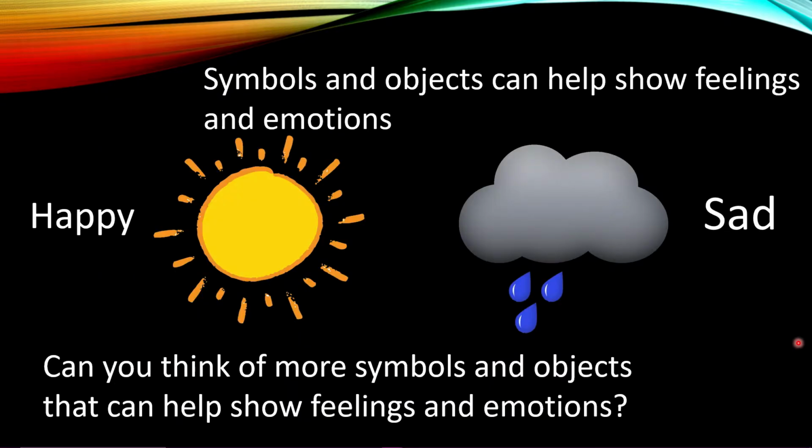Now we're going to move on to, well, what type of symbols and objects can you show feelings and emotions? When you think of a sun, it's sunny, happy, shiny, so that can be representing happy. You also have sad with a rain cloud. Like that's sad when it rains outside, you can't go outside, or it just kind of messes up your plans for the day, so that could be sad.